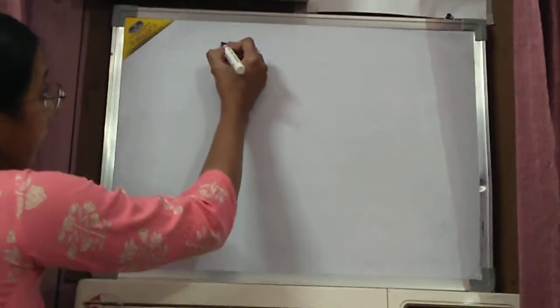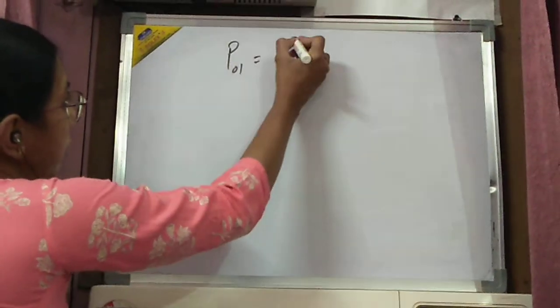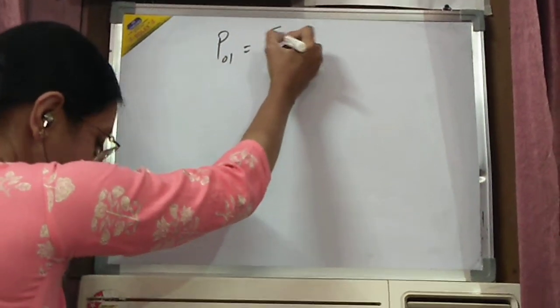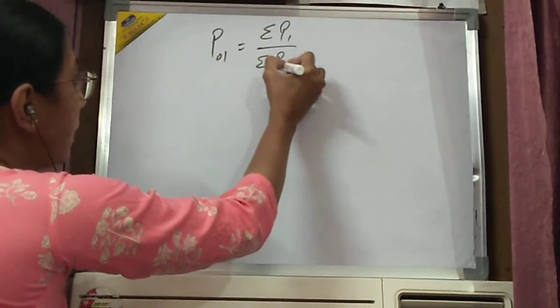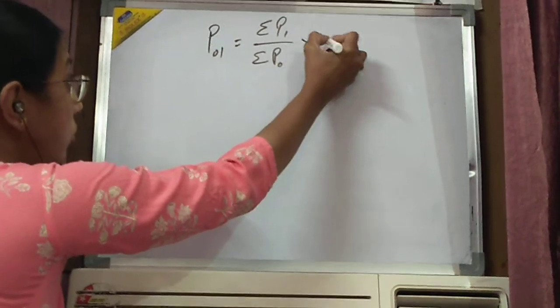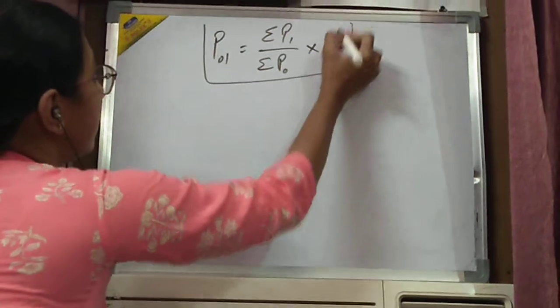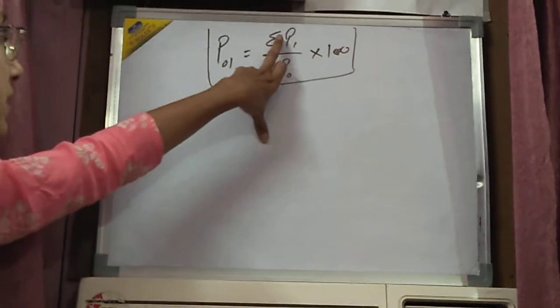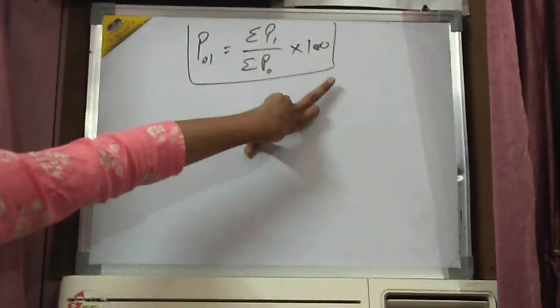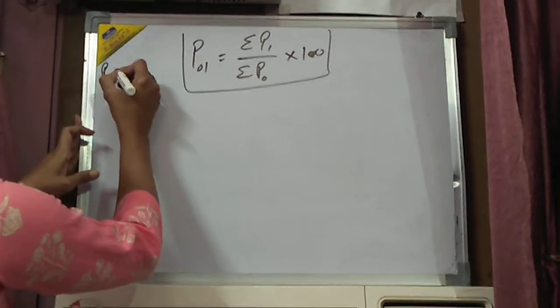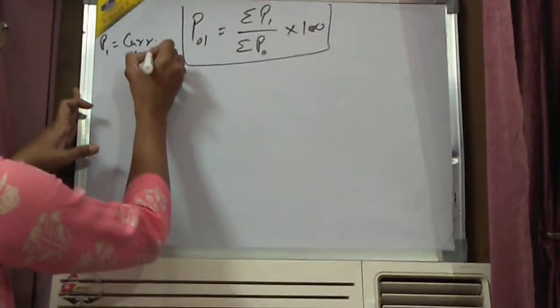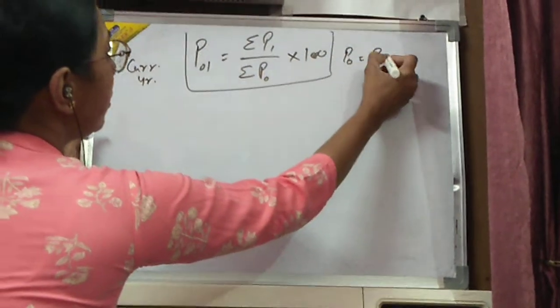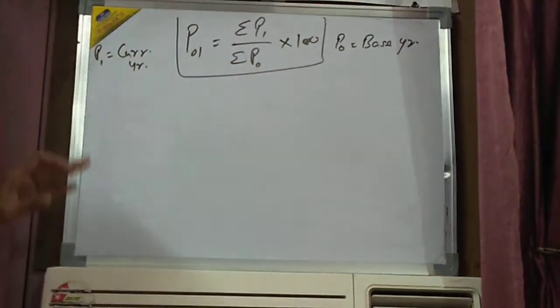In unweighted index number, the formula is P01 equals sigma P1 upon sigma P0 into 100. This is the formula. Here P1 is the price of current year and P0 is the price of base year.